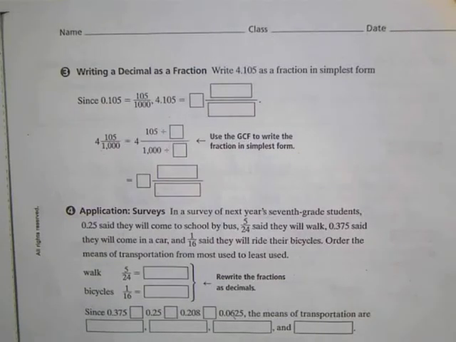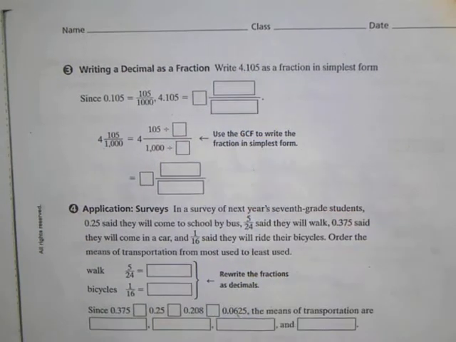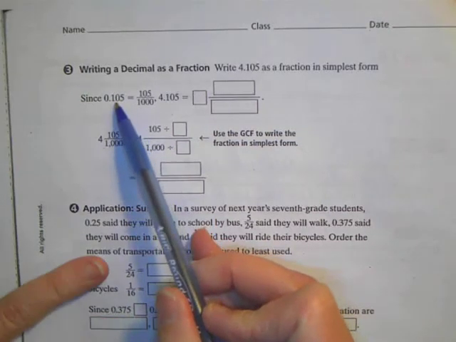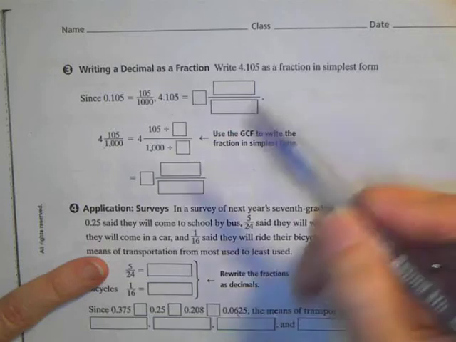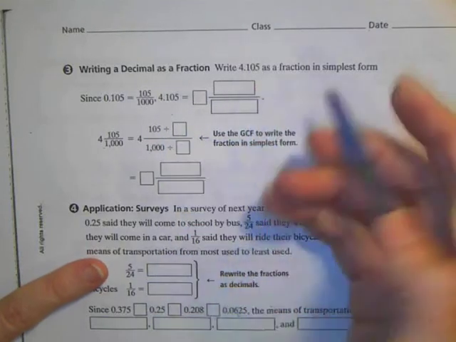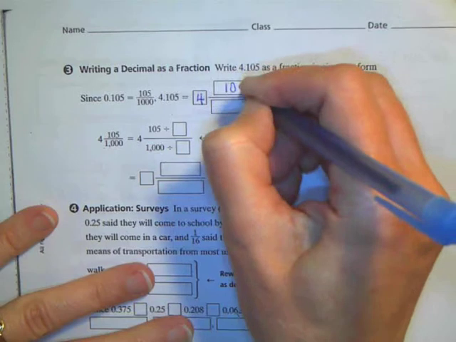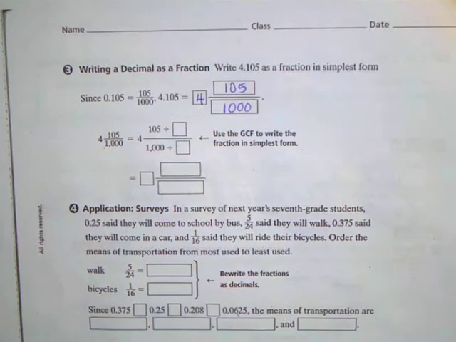Okay, so we want to write 4.105, or 4 and 105 thousandths, as a fraction in simplest form. Since 0.105 is 105 thousandths, or 105 over 1,000, I can write the mixed number 4 and 105 thousandths simply by using my place value knowledge to do that.